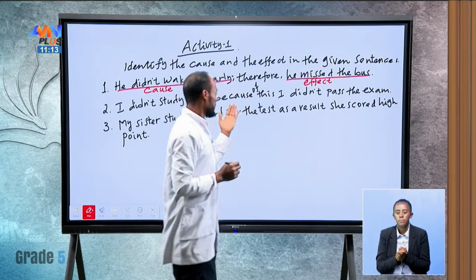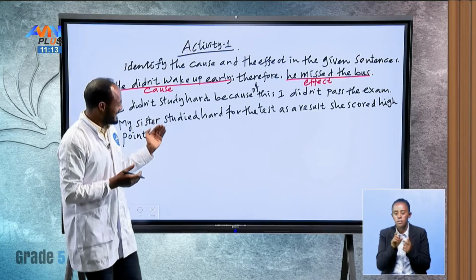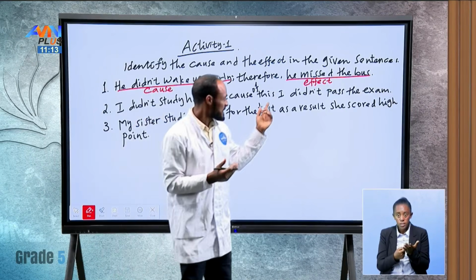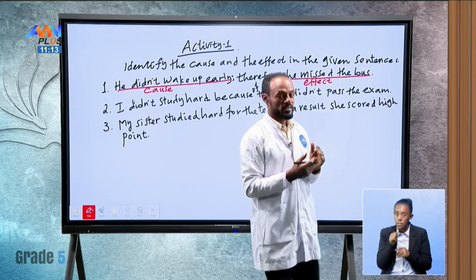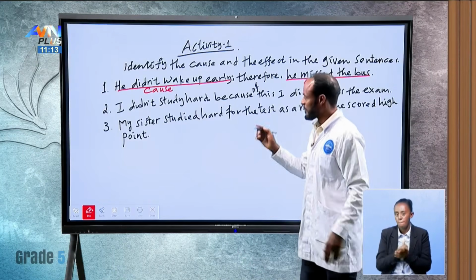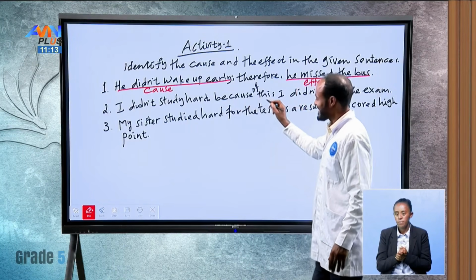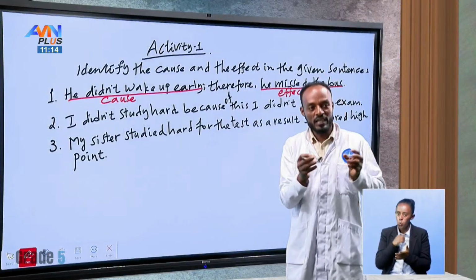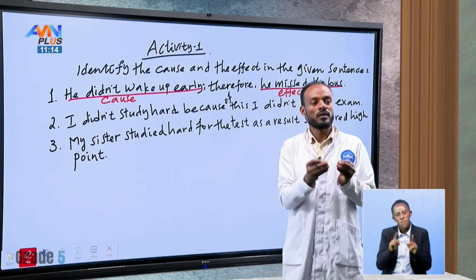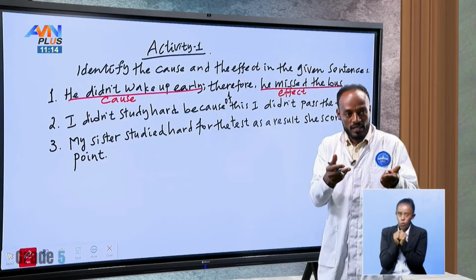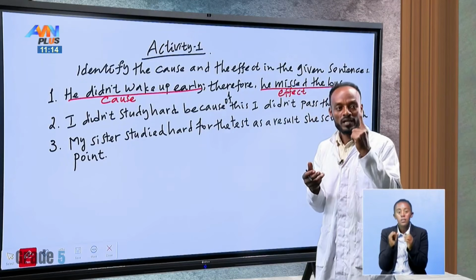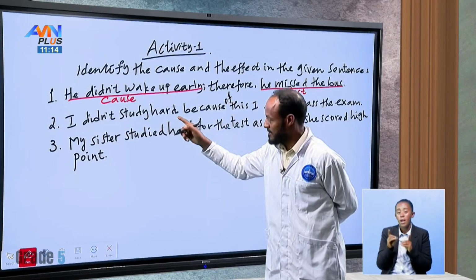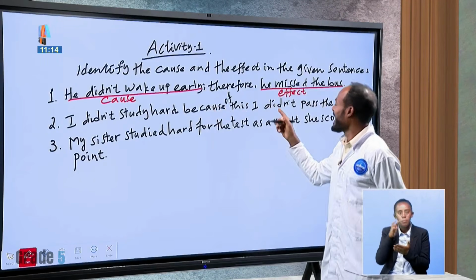The effect. What about the second one? I didn't study hard. Because of this, I didn't pass the exam. Because of this is just the conjunctions that we use to bring different sentences together. Then it gives what? One complete meaning. I didn't study hard. Because of this, I didn't pass the exam.